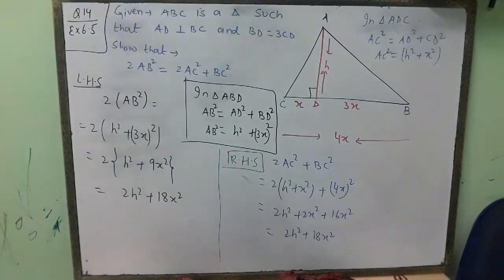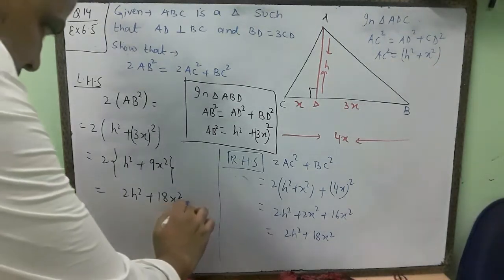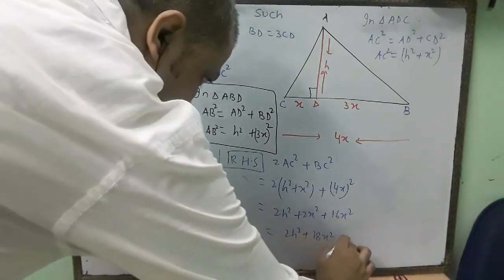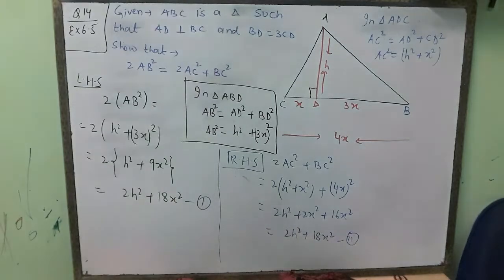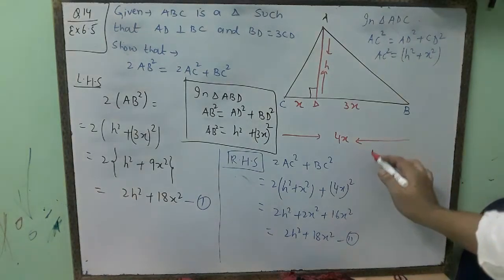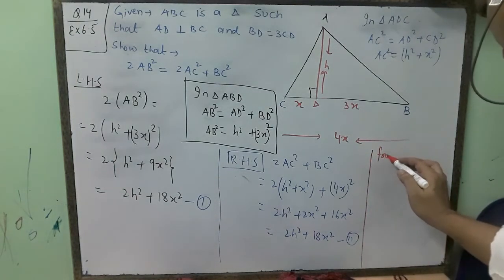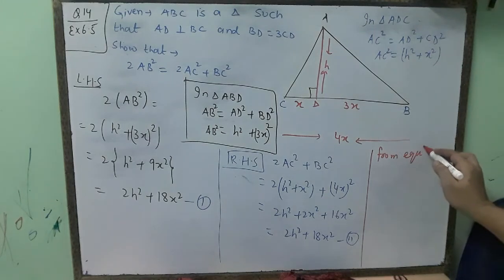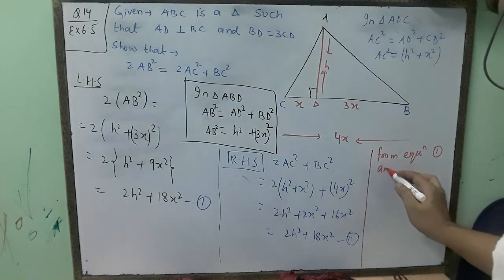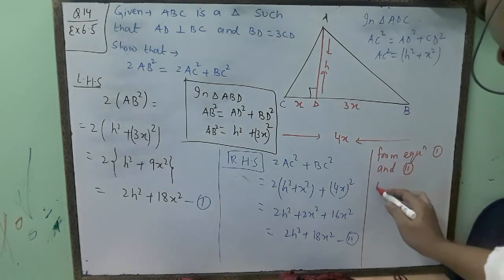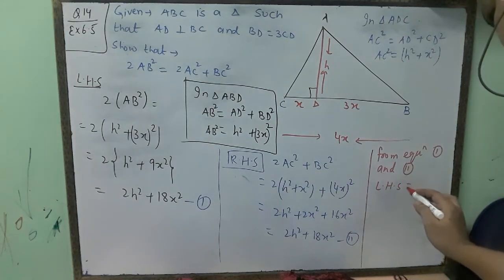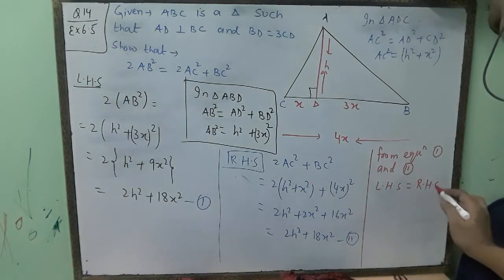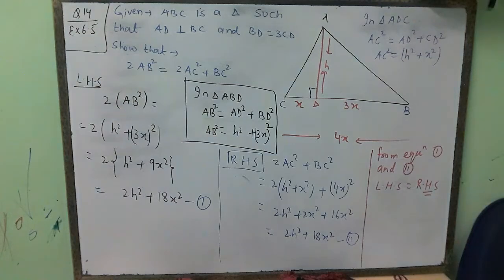So this will be the thing: LHS and RHS. This is equation 1. This is equation 2. Now I can say that from equation 1 and 2, LHS is equal to RHS. So students, this will be the proof of question number 14.